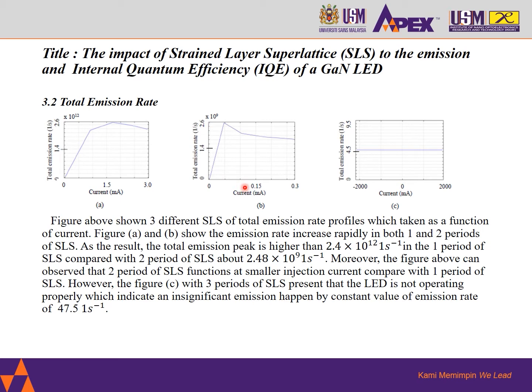Moreover, from the figure above we can observe that the second period of SLS functions at a smaller injection current compared with the first period of the SLS. However, figure C, the third period of SLS, presents that the LED is not operating properly, which indicates an insignificant emission, with a constant emission rate value of 47.5.